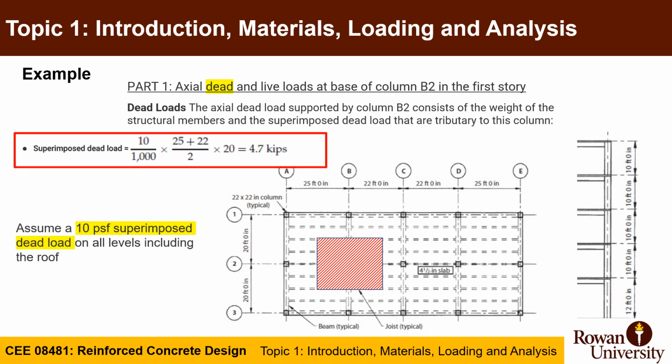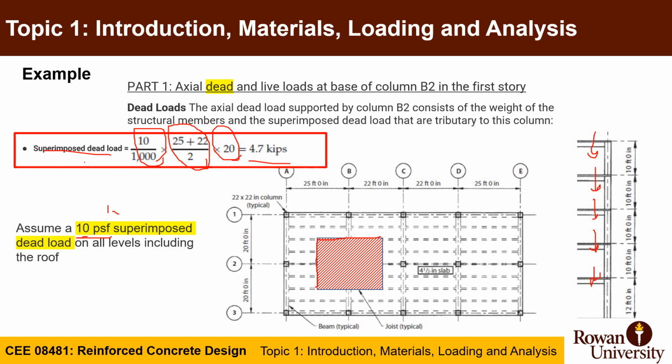The last one is a superimposed dead load that you will treat as a unit weight of a slab, as you did in the load of a slab. It's around 10 psf, so you have to multiply times area. This is going to be the tributary area, the average of the two distances. The first one is (25 + 22) over 2. The other distance average is 20. You multiply times 10 over 1,000 to convert from pounds to kips. You got 4.7 kips applied as a superimposed dead load on the column for each floor.